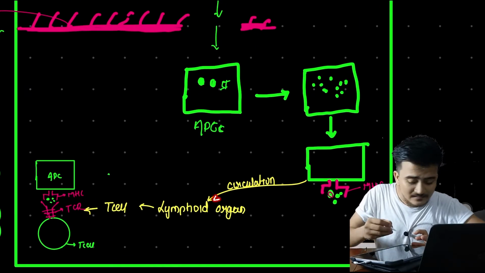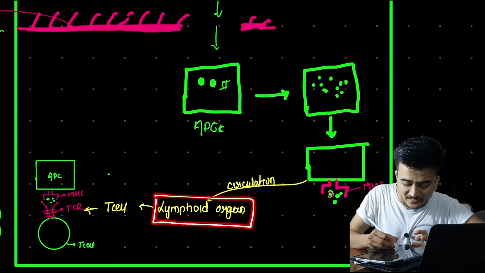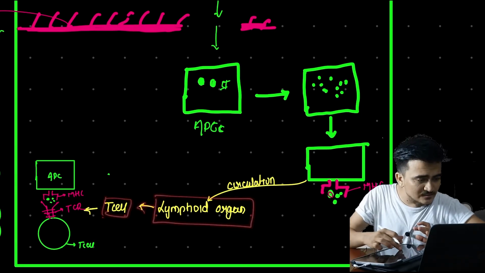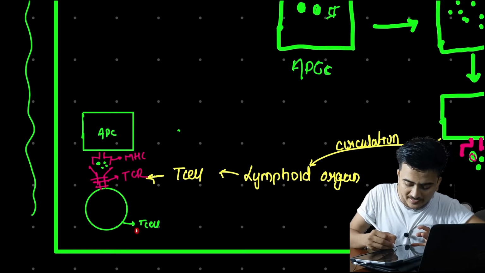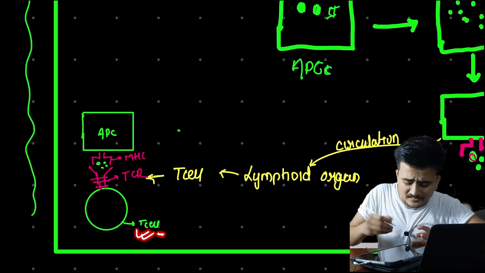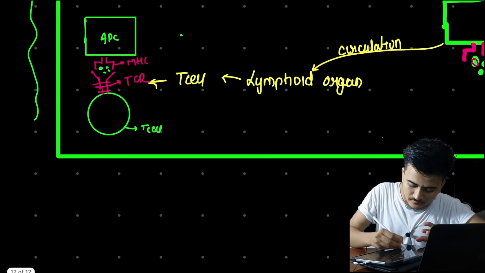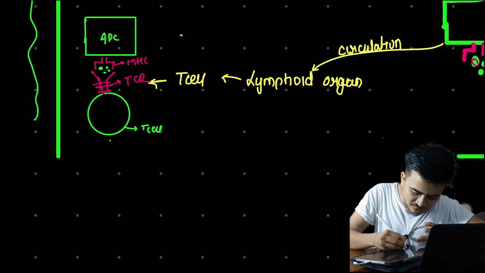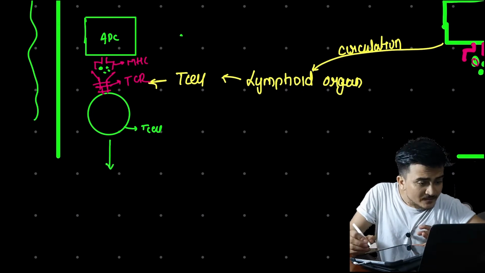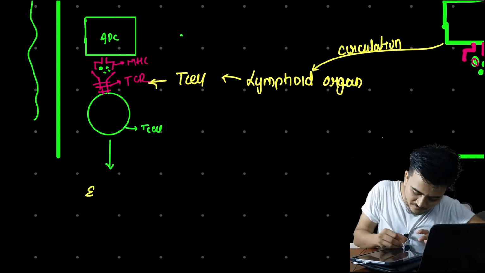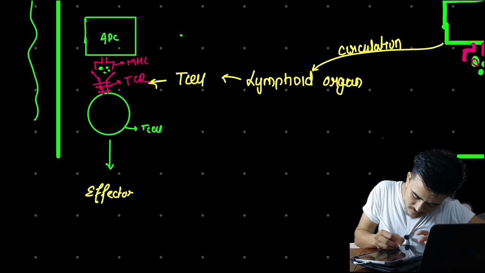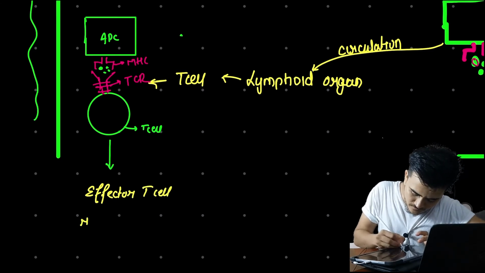When moving into circulation, they pass through the lymphoid organ, where they meet T cells. And while meeting T cells, they activate T cells. The T cells are activated. And this activation of T cell will lead to what? It leads to the production of effector T cell and another is memory T cell.